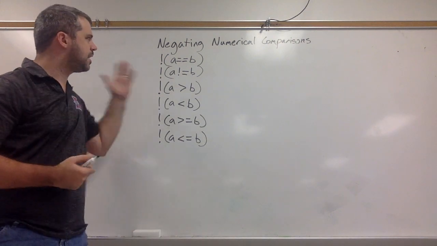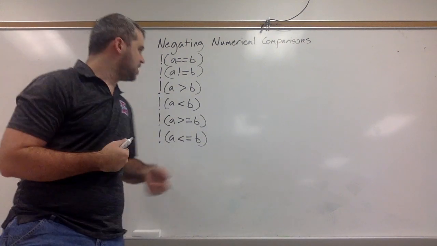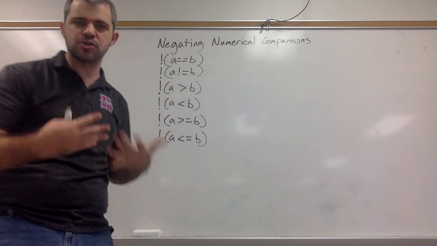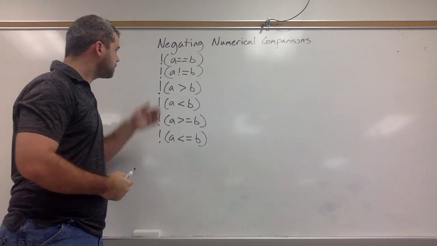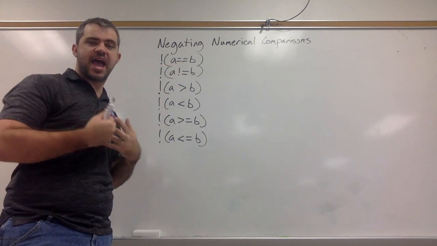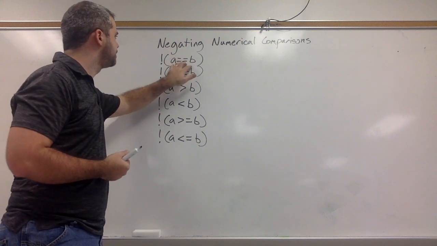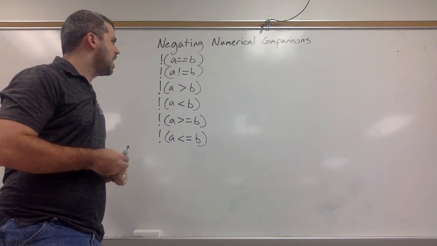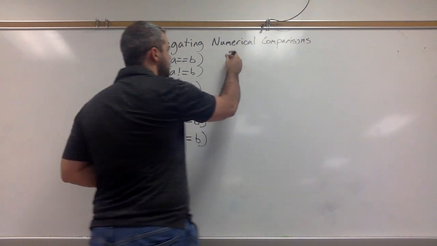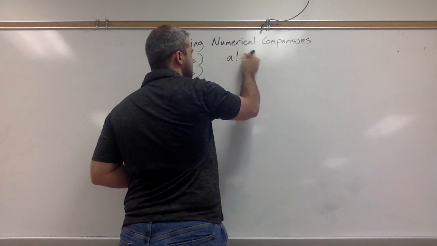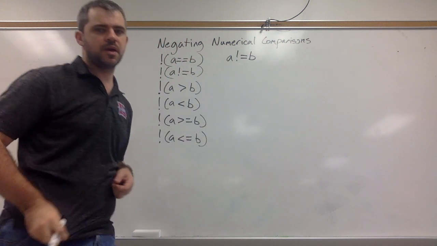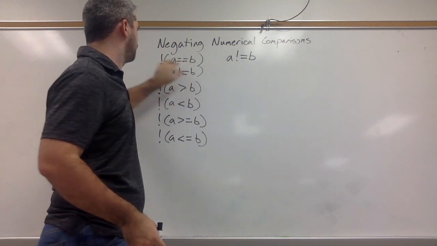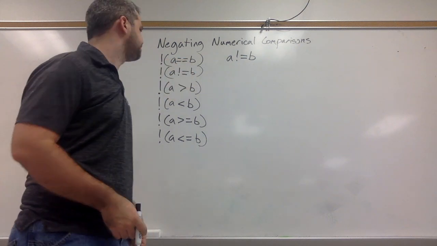Let's talk a little bit about negating numerical comparisons. Before we get into this, A and B are both numbers, either integers or doubles. If you have a statement that says A equals B, and you negate that comparison, it's going to be the same as if we said A doesn't equal B. This is going to give us the same truth values as if we negated these truth values.